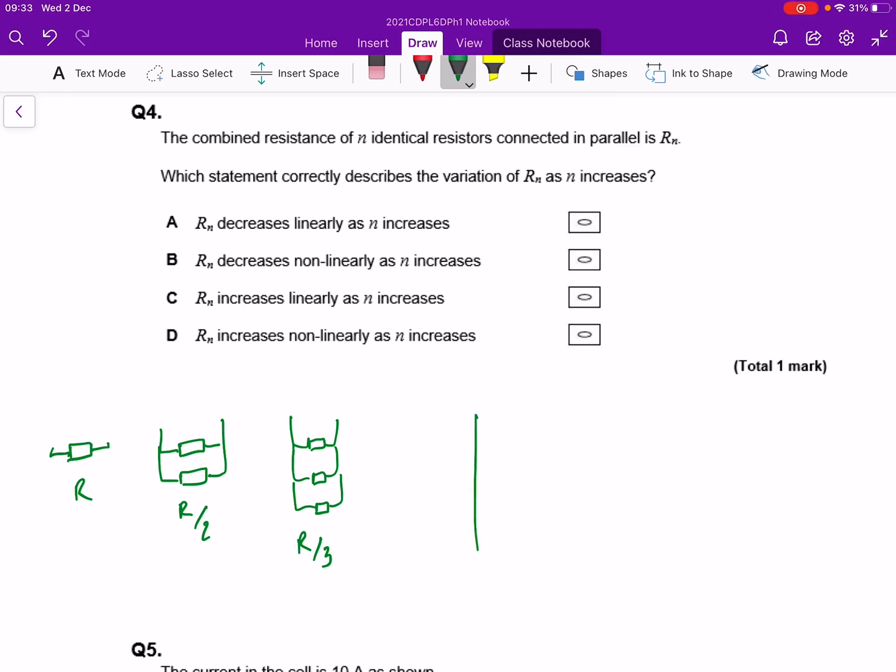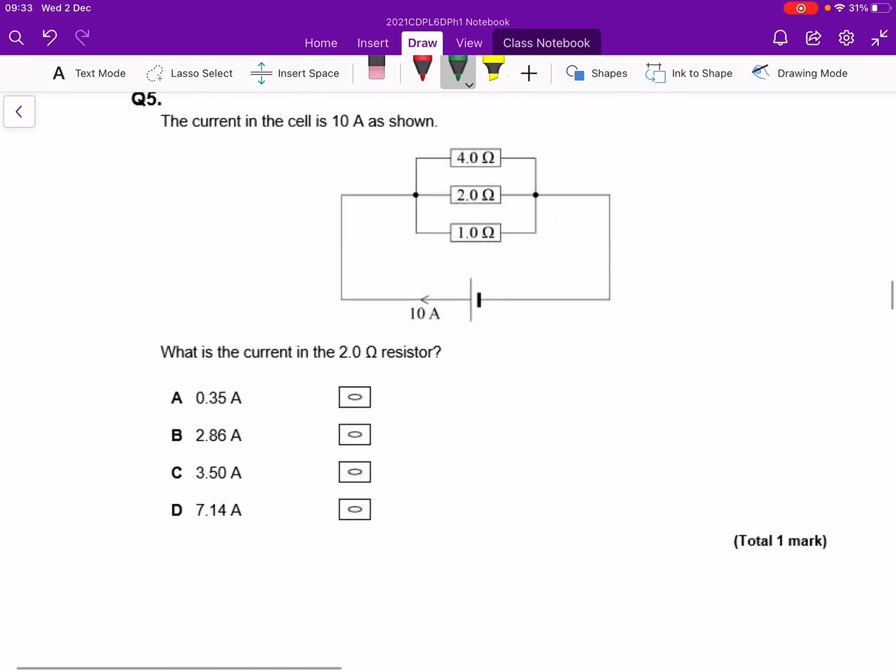Therefore, if we plot a graph of N resistors against the total resistance, then what we'll see is that it starts off at some large value, here when N is 1, and then it falls as an inverse square. So, no, sorry, not as an inverse square, just as an inverse proportionality. And so the correct answer is it decreases, but non-linearly. So it's B.